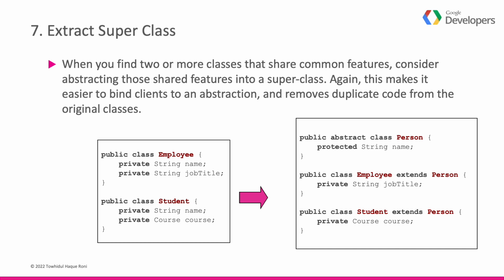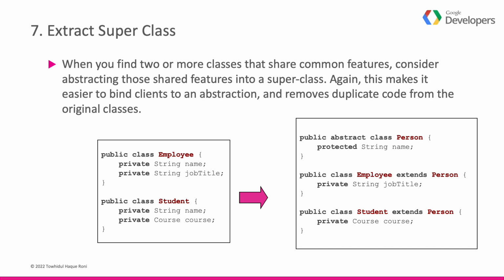Consider the original employee and student classes. Both classes have a shared attribute, name. To enhance the design, we can create an abstract person class containing the common properties. Now, the employee and the student classes extend the person class, inheriting the shared name attribute while retaining their specific attributes. With this refactoring, we have eliminated duplicate code related to the name attribute and created a clear inheritance hierarchy.